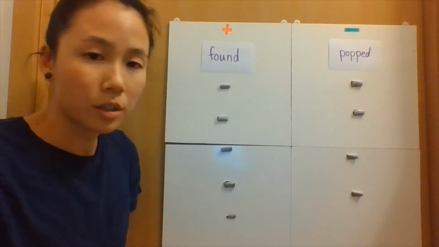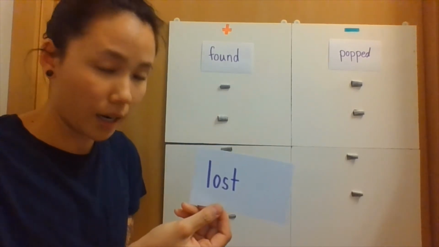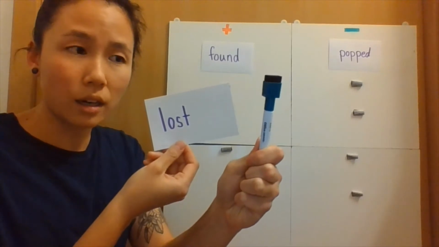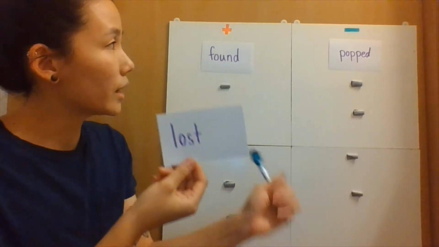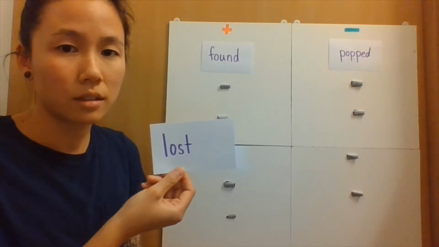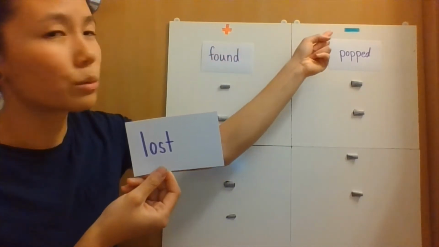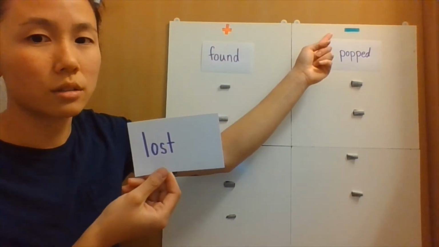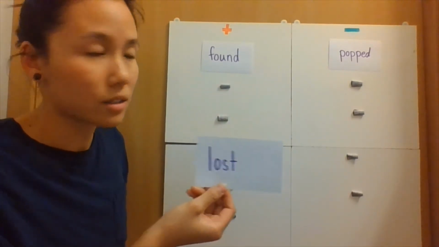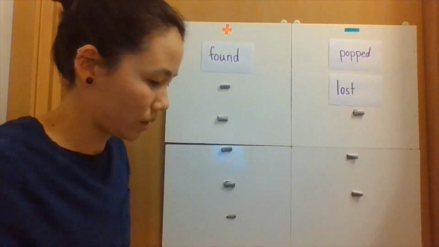Another one could be lost. Like I had 2 markers and then, oh no, I lost one. Do I have more or do I have less? For lost, are you going to use addition or will you use subtraction? Yeah, we're going to have less. So we're going to use subtraction for that.